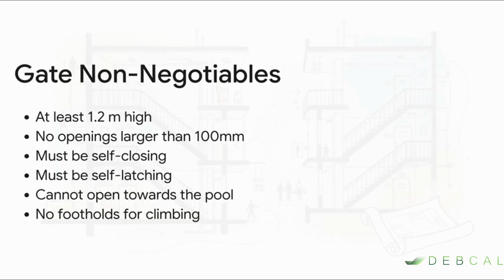Now, the gate is probably the most important part of this whole system, and the rules here are absolute non-negotiables. The fence and gate have to be at least 1.2 meters high, and again, no gaps bigger than 100 millimeters. But here's the key part. The gate must be self-closing and self-latching. That means it can't be left open by accident. It also can't open inward toward the pool. And the whole thing has to be designed without any footholds that a kid could use to climb over. Every single one of these rules is another layer of safety.